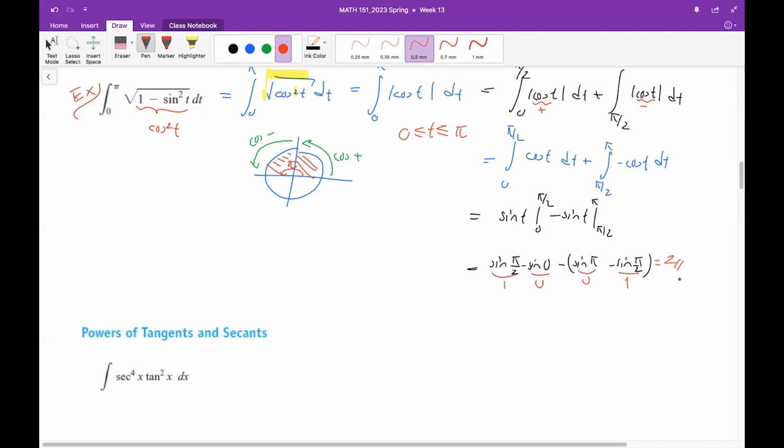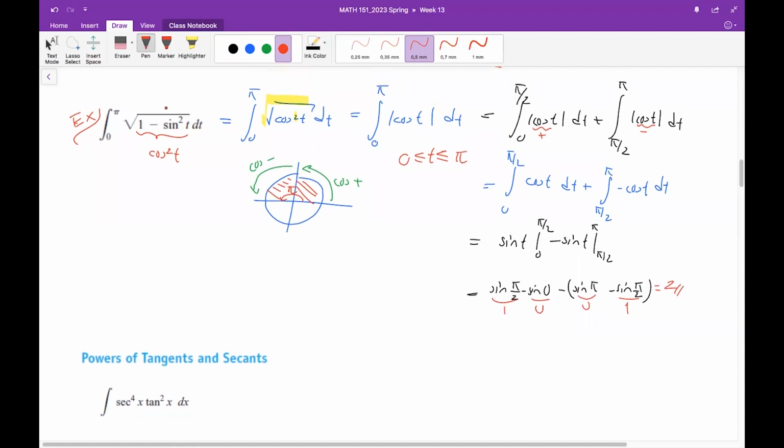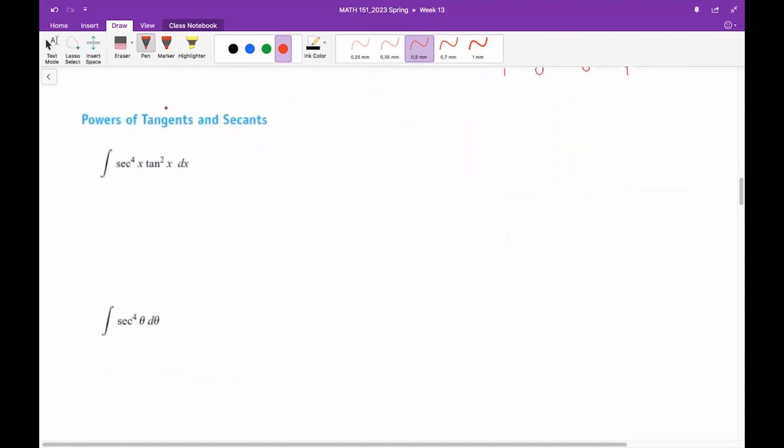Okay, that's how you should treat such types of integrals, including square roots, where you can rewrite the inner function as a perfect square. If there are no questions about this solution, I want to move on with the next example. Okay, then let's move on.